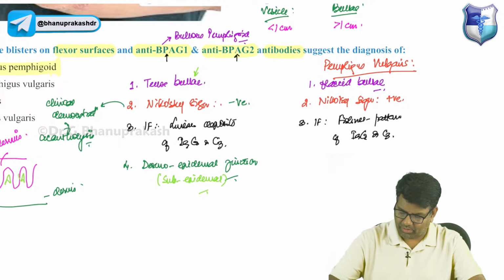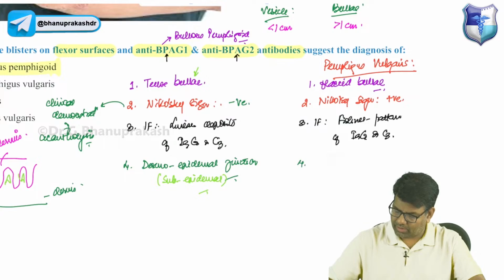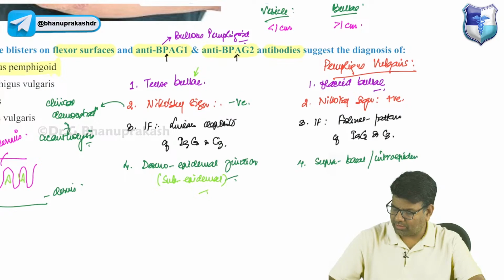And what is the level of blistering? Yes, Raghu, absolutely. So this is suprabasal, or you can say intraepidermal. Okay. So there is suprabasal or epidermal acantholysis, right?